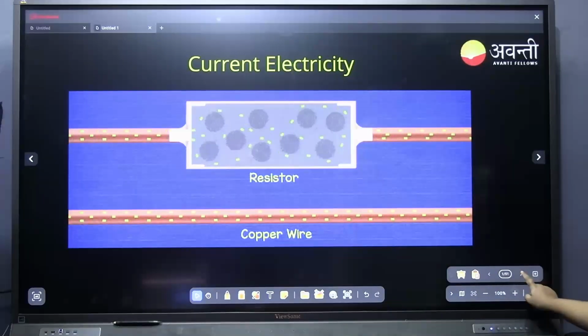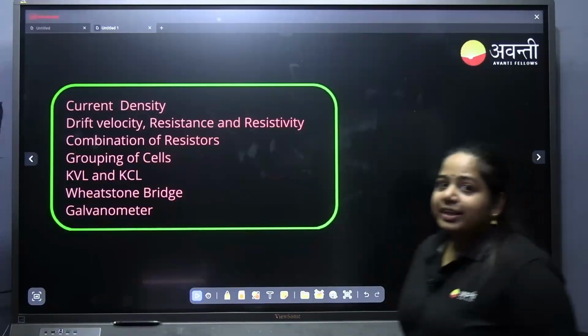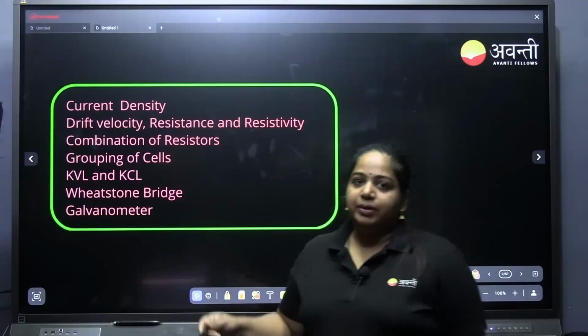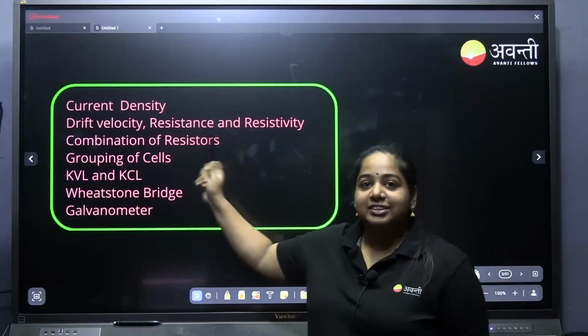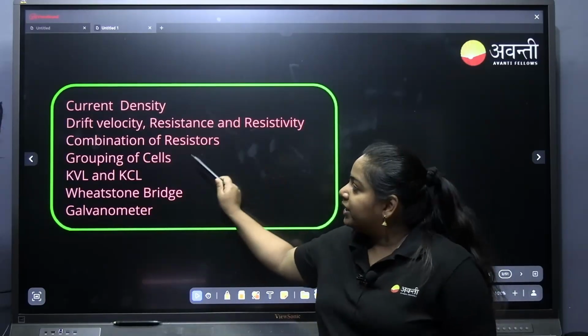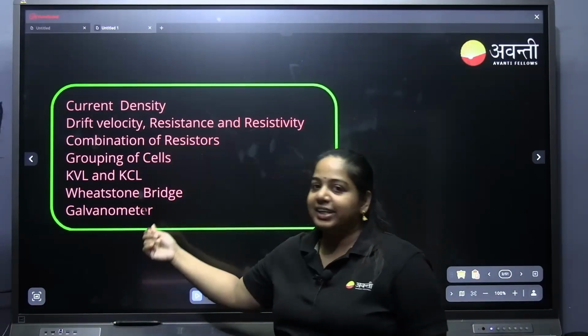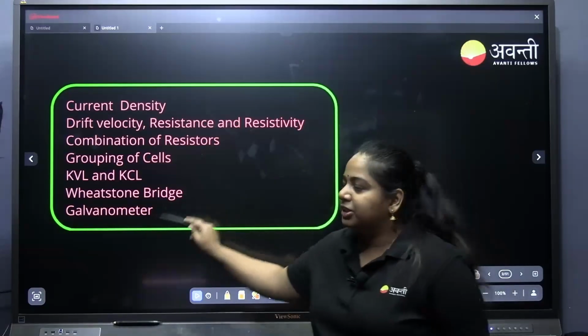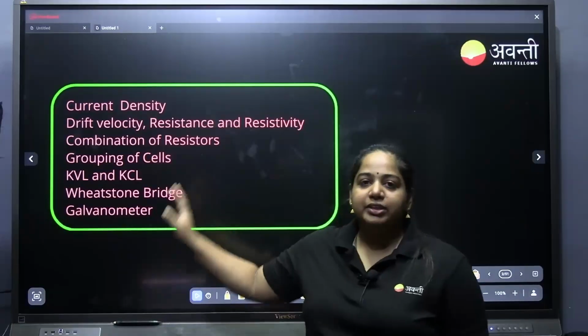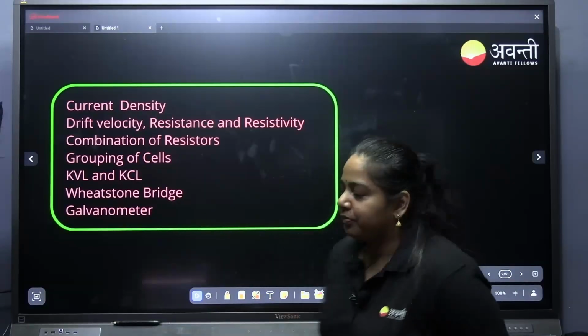In current electricity, a few of the topics which we will be discussing are current density, drift velocity, resistance and resistivity, combination of resistors, grouping of cells, that is combination of cells, KVL, KCL, Wheatstone bridge, galvanometer. So these are the major areas from which the questions will come.